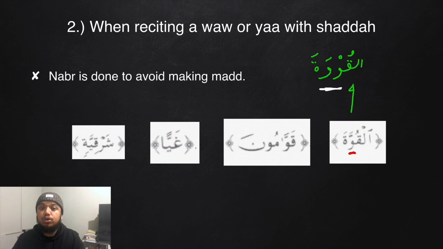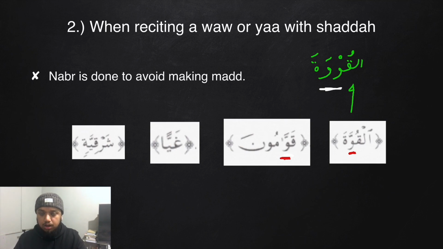Al-quwwa, al-quwwa. This is mad. Instead, it must be al-quwwa. I'm raising the voice slightly to show that there are 2 letters. Likewise in qawwamuna, we have a waw with a shadda. So I need to show that there are 2 letters here, and I need to do nabr. If I don't, I can easily do mad.